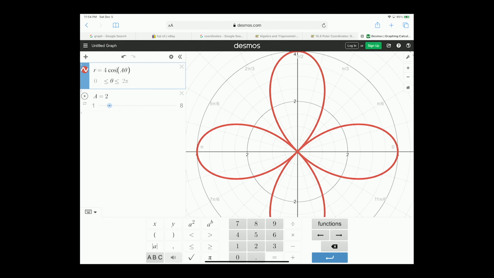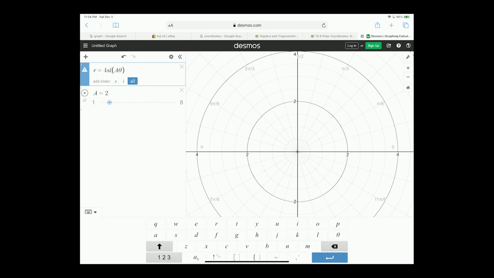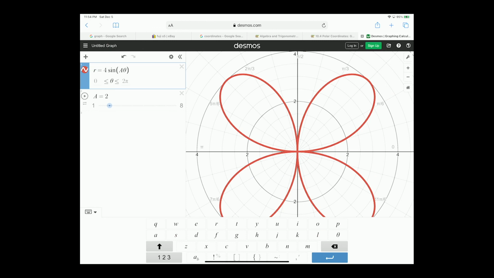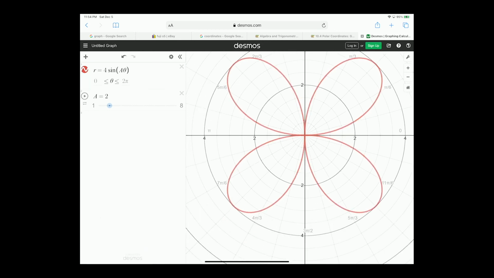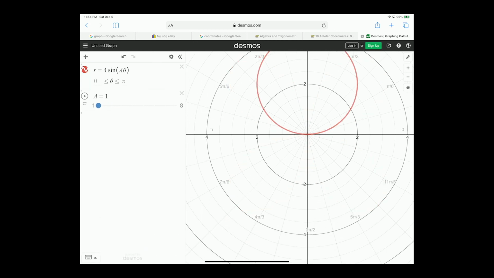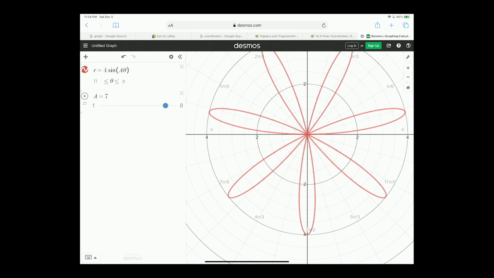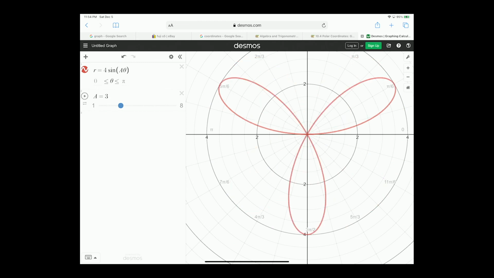If you change this to a sine, you still have 4, but now they're at a diagonal, right? Instead of being centered along the axes. But other than that, it's the same basic idea, right? The number of petals as we scroll through them is the same, but they're all just rotated by 45 degrees. So that's all the sine or cosine does differently. What else can we do?